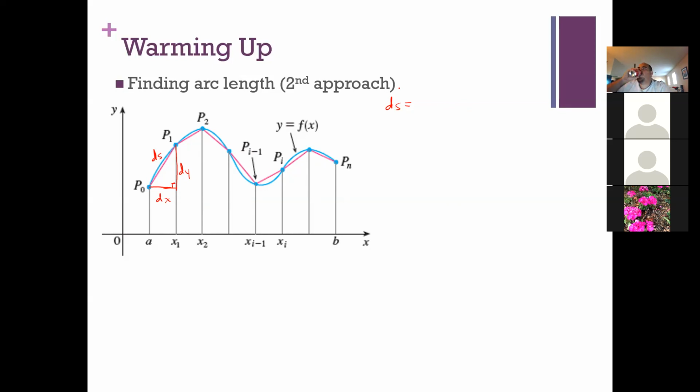Is it dx squared plus dy squared is the square root of ds? Yeah, so this is a right triangle. I can absolutely think of this as a direct application of the Pythagorean theorem. So ds is equal to the square root of dx squared plus dy squared.